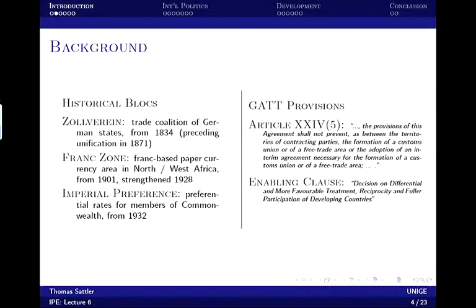Another legal basis is the so-called enabling clause, which was established in the Tokyo Round negotiations in 1979. And the enabling clause is more directed not so much to regions as the first one is, but towards developing countries. So the enabling clause aims at integrating developing countries in the international trading system. It's really called the decision on differential and more favorable treatment, reciprocity, and fuller participation of developing countries.